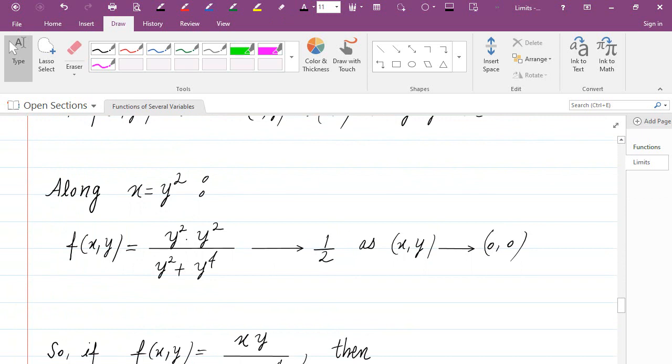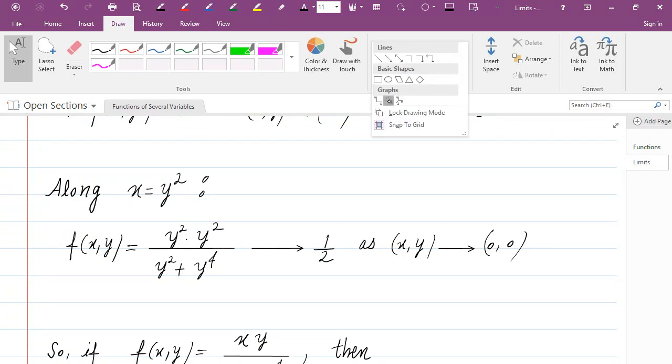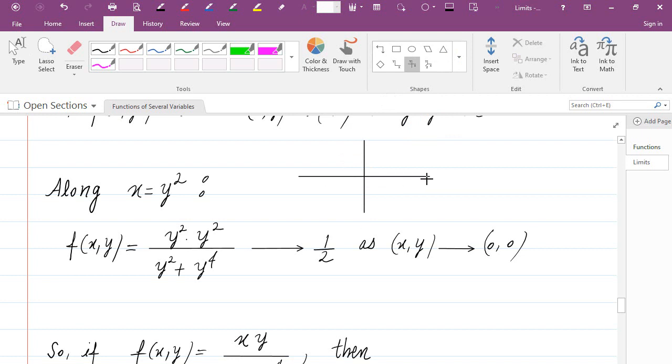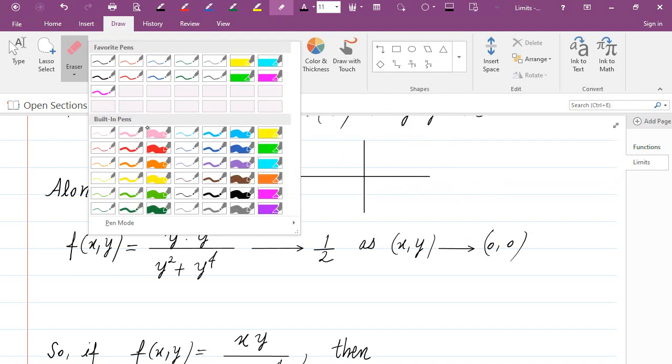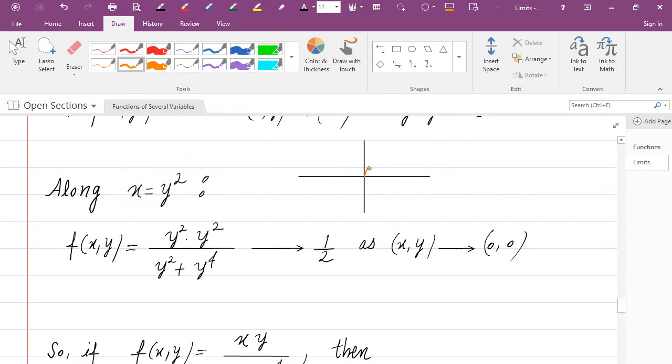Notice that this is a parabola that opens to the right. So now we are approaching the origin along this parabola. So in that case, what's the limit? Well, now along this parabola, x is y squared. So then on this parabola, what's the value of the function?